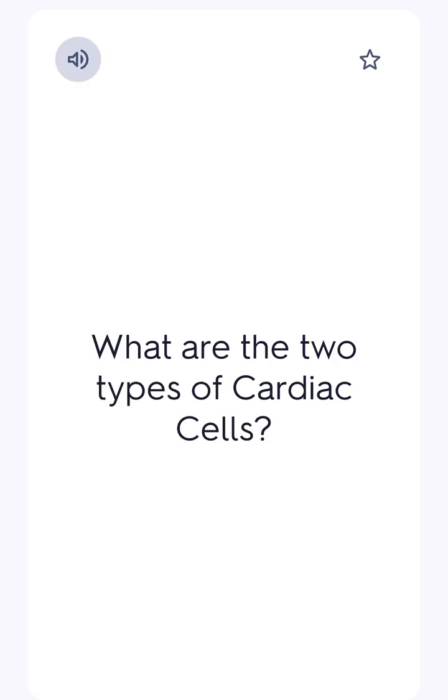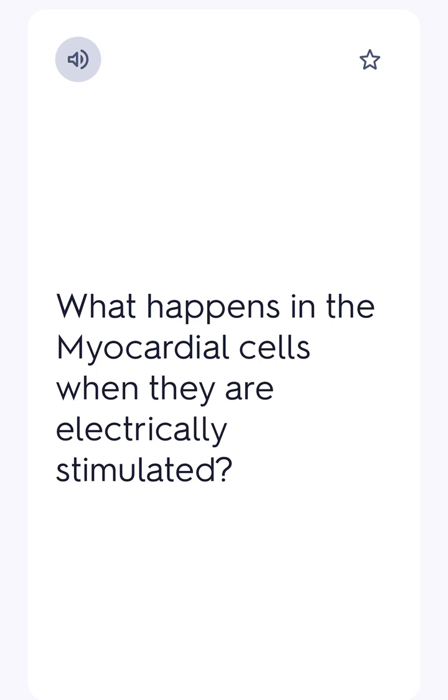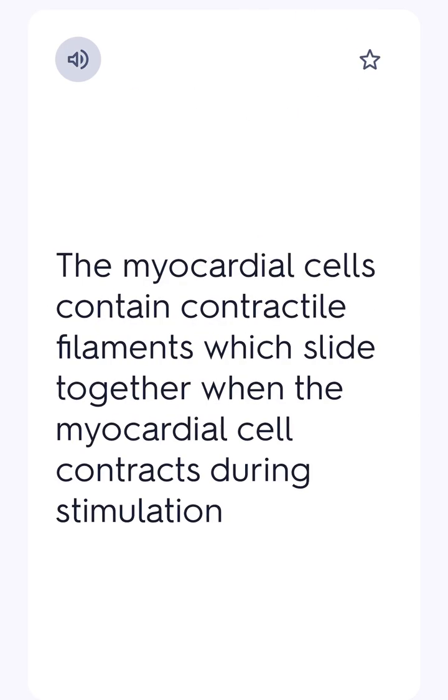What are the two types of cardiac cells? Myocardial cells, which are working or mechanical cells and are responsible for contraction; pacemaker cells, which are specialized cells of the electrical conduction system and are able to spontaneously generate and conduct impulses. What happens in the myocardial cells when they are electrically stimulated? The myocardial cells contain contractile filaments which slide together when the myocardial cell contracts during stimulation.